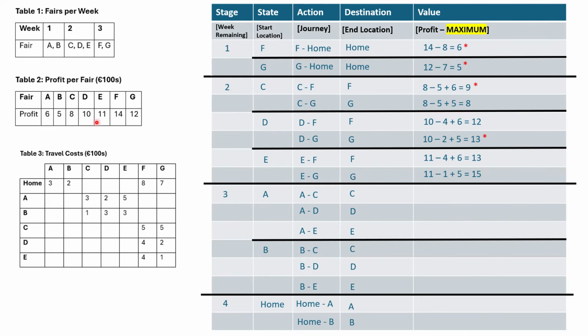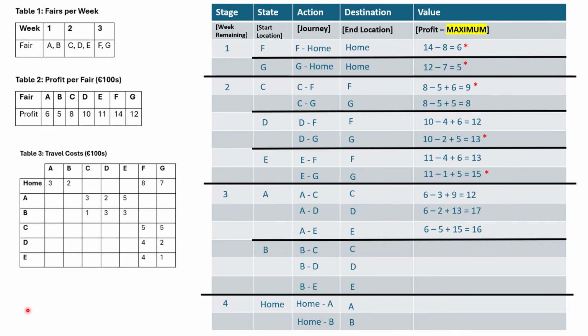So our profit at E is 11. We then have to travel E to F, which is 4. So that gives us our 11 minus 4. If we end at F, that gives us an optimal value of 6, which we're adding on. E to G, same profit. E to G is a cost of 1. And then we'll bring in the profit from G, which is 5. So 11 minus 1 plus 5, which gives us 15. And then the 15 is optimal.